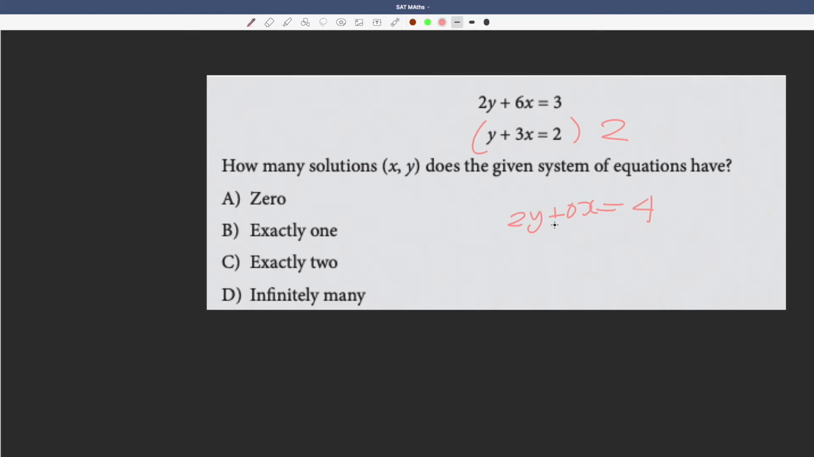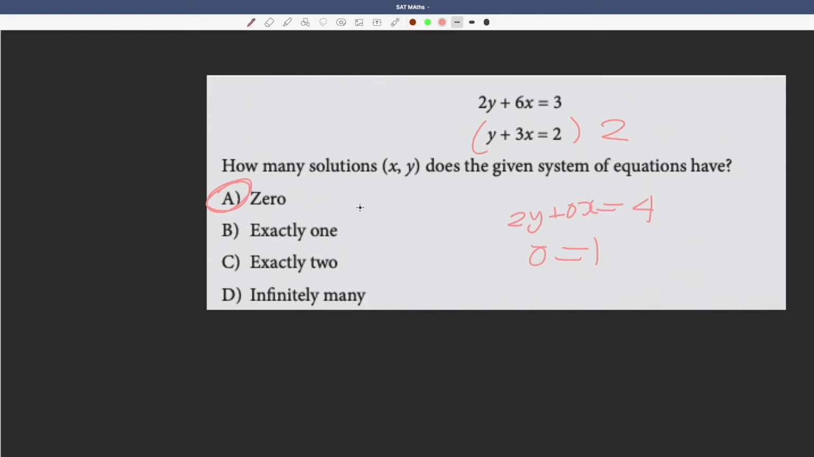Then we can subtract each side of 2y plus 6x equals 3 from the corresponding sides of 2y plus 6x equals 4. This gives us 0 equals 1. Therefore, this is a false statement because 0 is not equal to 1. This means that the system has 0 solutions. So the answer is A.